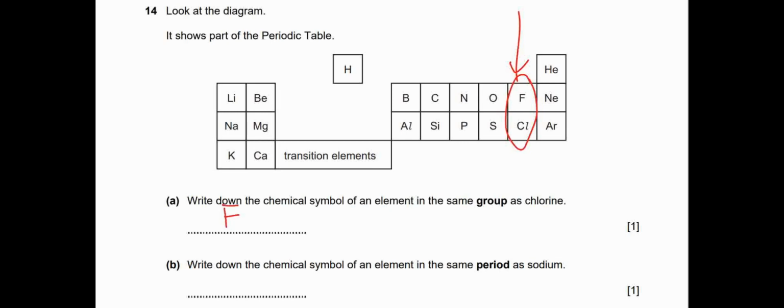Next, write down the chemical symbol of an element in the same period as sodium. Well, a period is a horizontal line. Na is for sodium. So remember, Na is sodium. It will be the horizontal line along this line. So you can answer with any element within this horizontal line. So we just type down Mg, which is for magnesium.